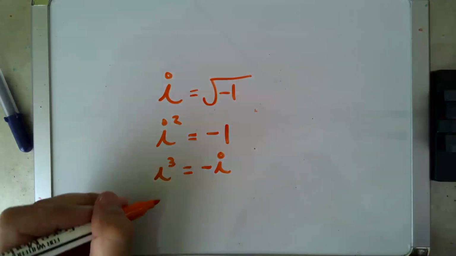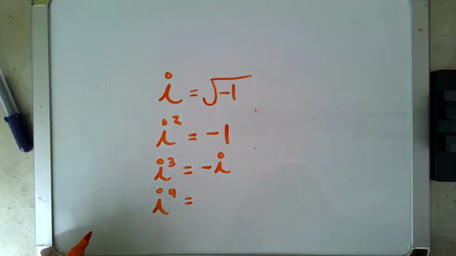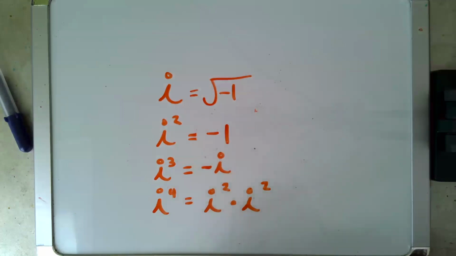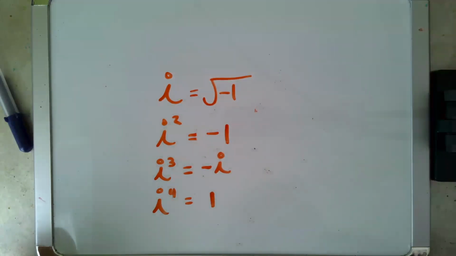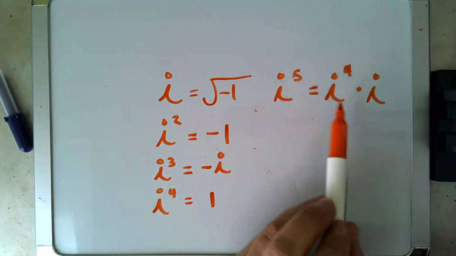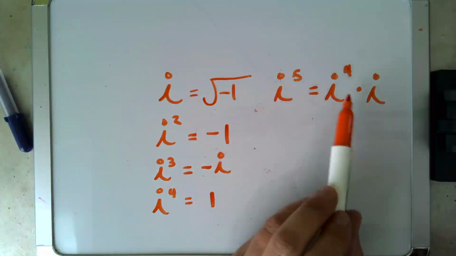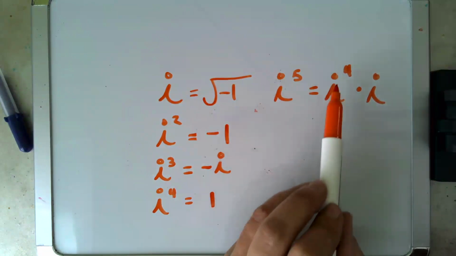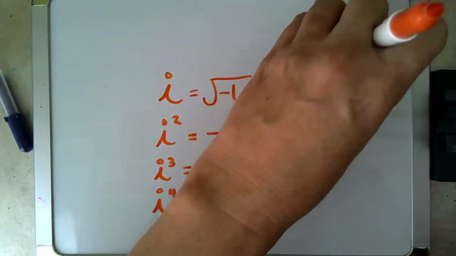And finally, i to the fourth could be rewritten as i squared times i squared. Again, remember, 2 plus 2 equals 4. And since i squared is -1 and i squared is -1, that's -1 times -1, or 1. And that pattern repeats every 4, because you can see i to the fifth would be i to the fourth times i. i to the fourth is just 1 times i, or i.